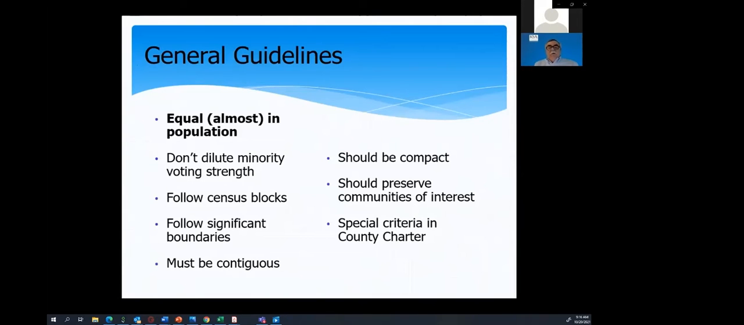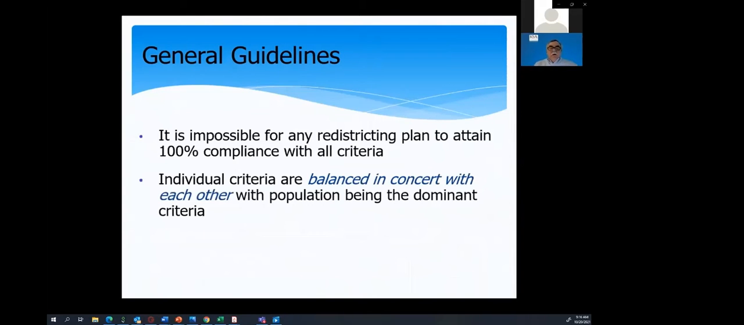So again, these are the criteria that we are using in this process. As I stated earlier, it's impossible to attain all of these criteria to the maximum extent possible. And so what we do is we balance these criteria against each other, with population being the dominant criteria.